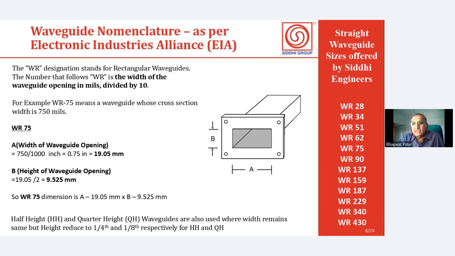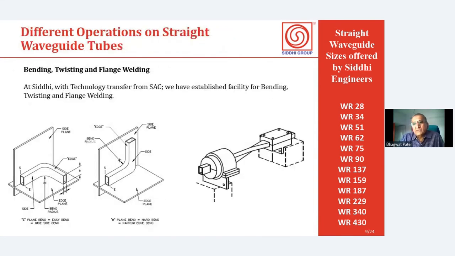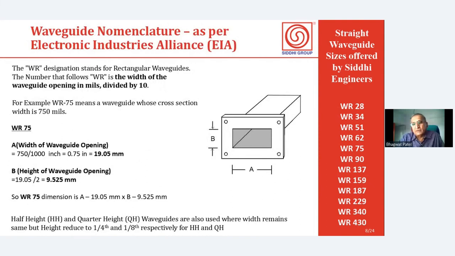And height is normally half of the width. This is called a full height waveguide. So height would be half of 19.05, which is 9.525. So WR75 would be 19.05 mm width and 9.525 mm height. Similarly, half height and quarter height waveguides are also used, whereby the height is reduced to 1/4 and 1/8 of the width. On the right hand side, we display the range of products which we are manufacturing.